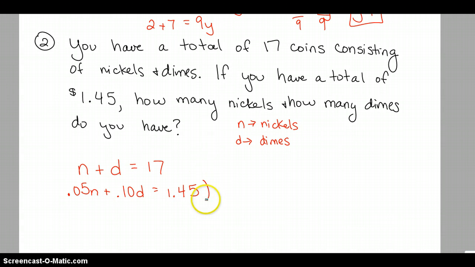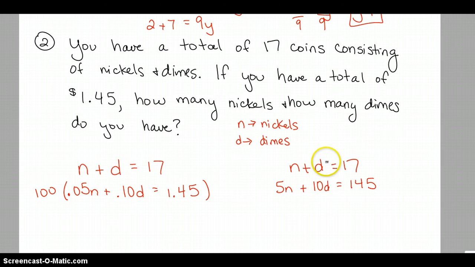So what I tell my class to do is I eliminate the decimals by multiplying this whole thing by 100. If you multiply this whole thing by 100, it moves the decimals over 2 spots, which gets rid of it altogether, which is a little bit nicer to look at. So that's what I'm going to do. My first equation is still n plus d equals 17. If I distribute the 100, I'm going to get 5n plus 10d equals 145. Now I don't have any decimals to work with, and usually it's a little bit easier.